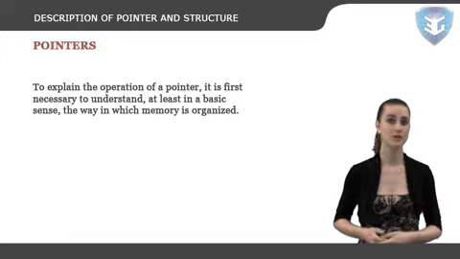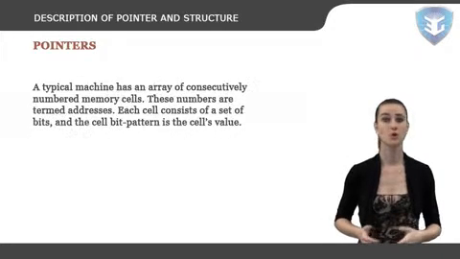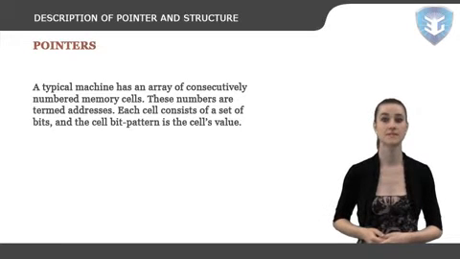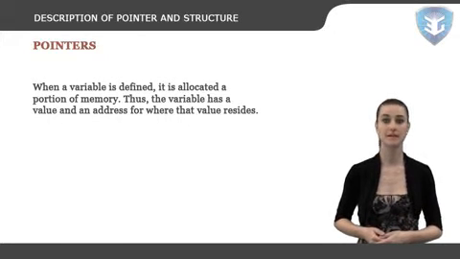To explain the operation of a pointer, it is first necessary to understand, at least in a basic sense, the way in which memory is organized. A typical machine has an array of consecutively numbered memory cells. These numbers are termed addresses. Each cell consists of a set of bits, and the cell bit pattern is the cell's value. When a variable is defined, it is allocated a portion of memory. Thus, the variable has a value and an address for where the value resides.